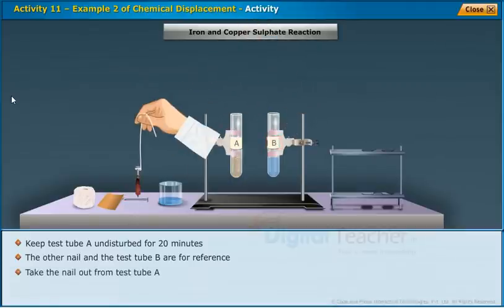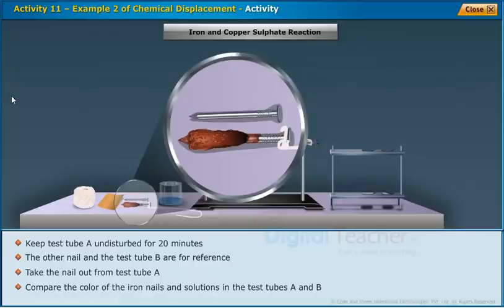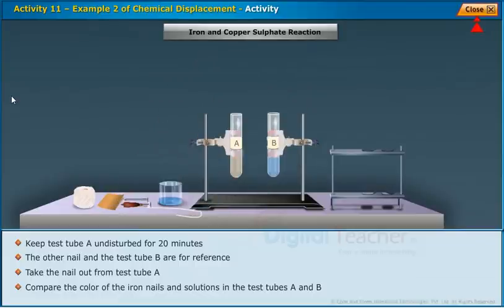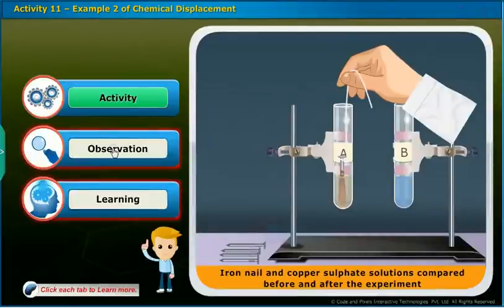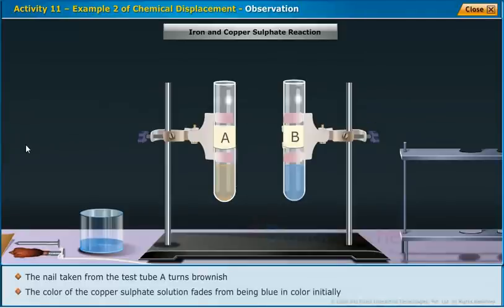Take the nail out from the test tube A. Compare the color of the iron nails and solutions in the test tubes A and B. The nail taken from the test tube A turns brownish. The color of the copper sulfate solution fades from being blue in color initially.